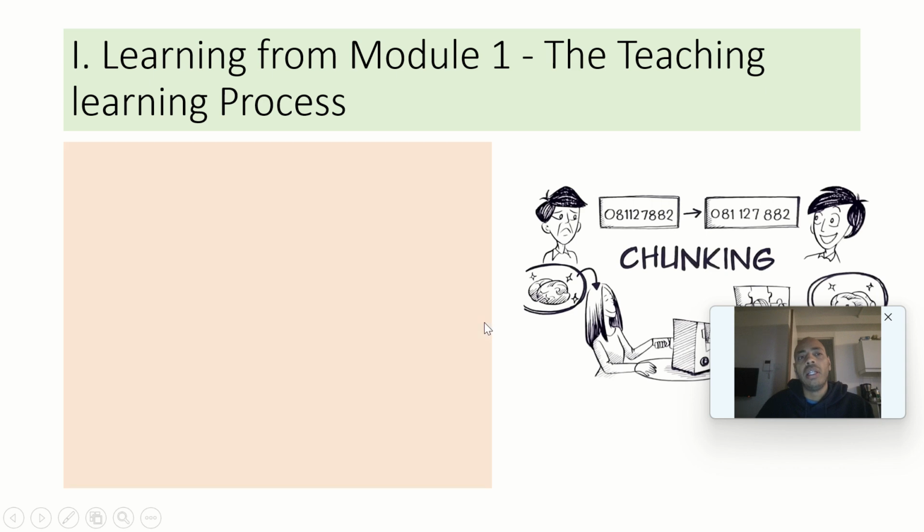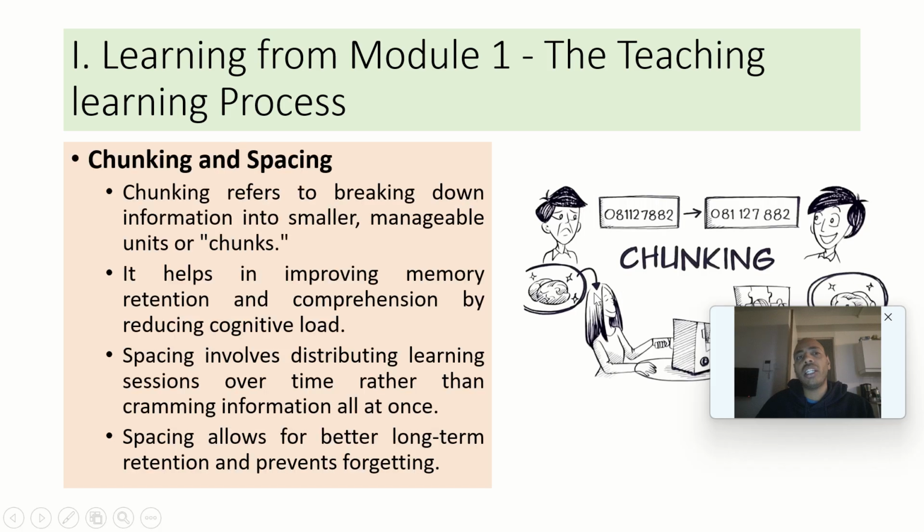Okay. So as you can see in this diagram, if you teach something and you provide a lot of information at one time, then it becomes very difficult for the brain to capture everything. So the first tip which was taught to us was that don't provide a lot of information at one time. You have to use the strategy of chunking and spacing. What do you mean by chunking and spacing?